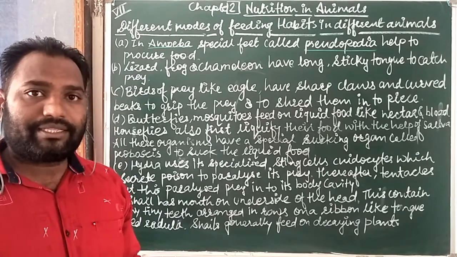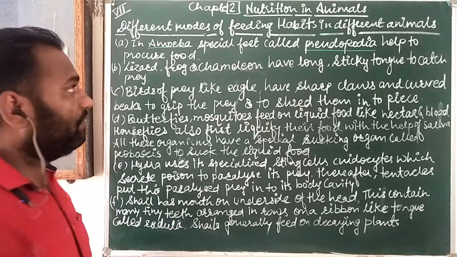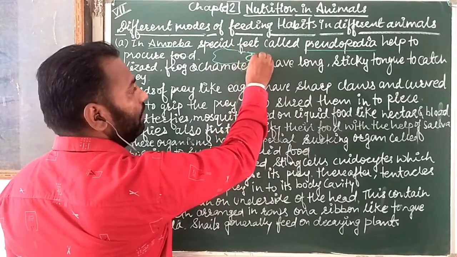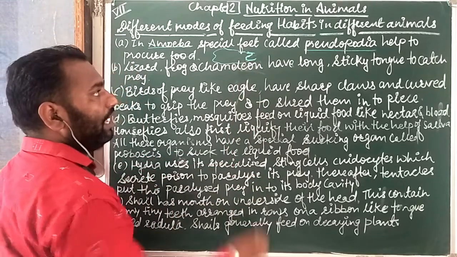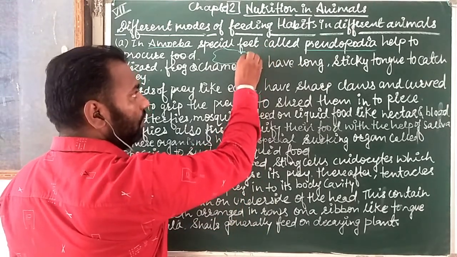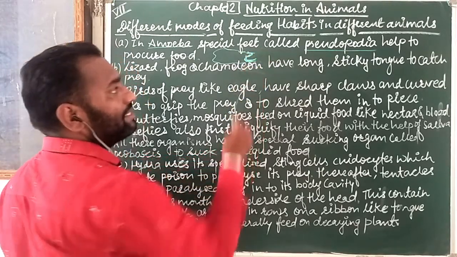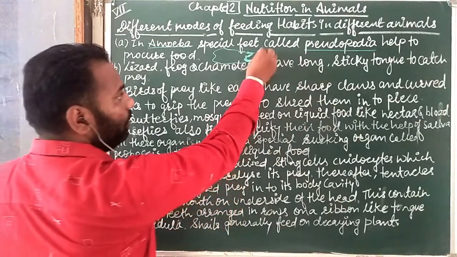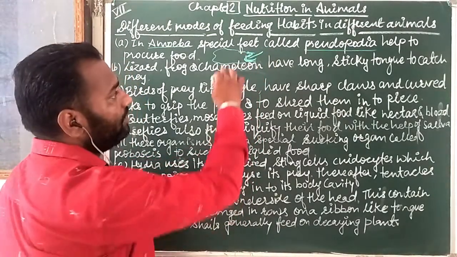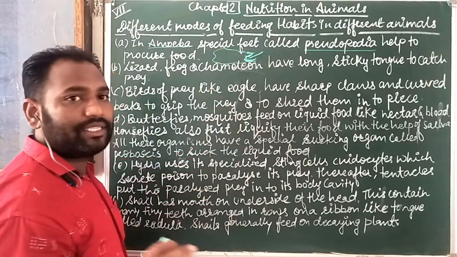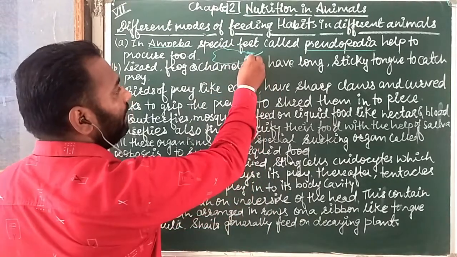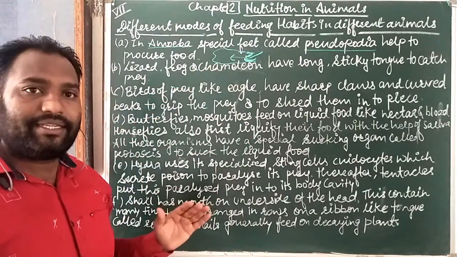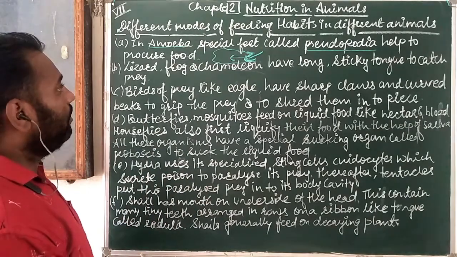In this process they make a food vacuole, because the pseudopodia are irregular in shape. They have a pseudopodia-like structure here, and this ridge is known as a vacuole. From any part of the amoeba they can take food inside, and when the food goes inside, it can be digested inside the body. So this is amoeba.